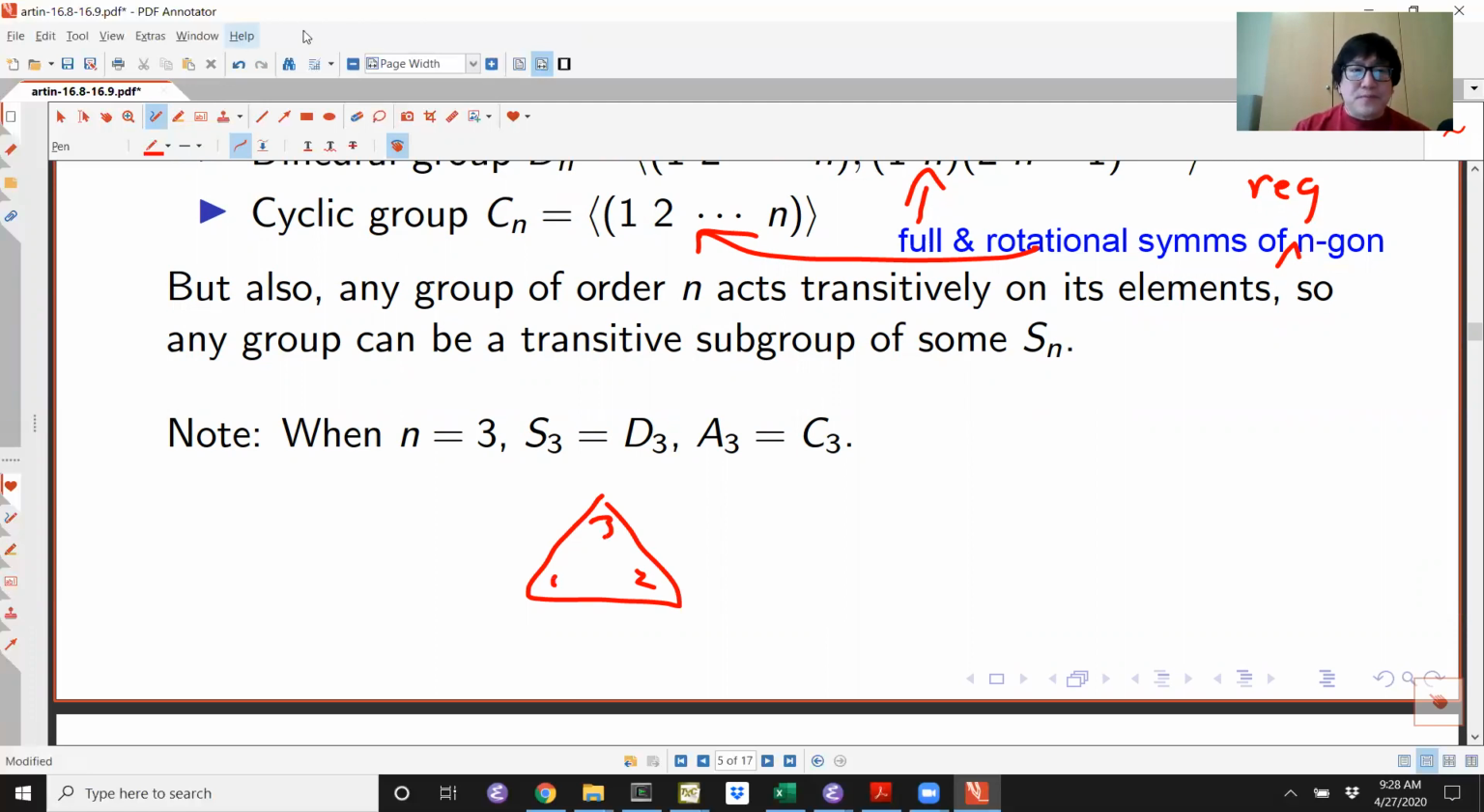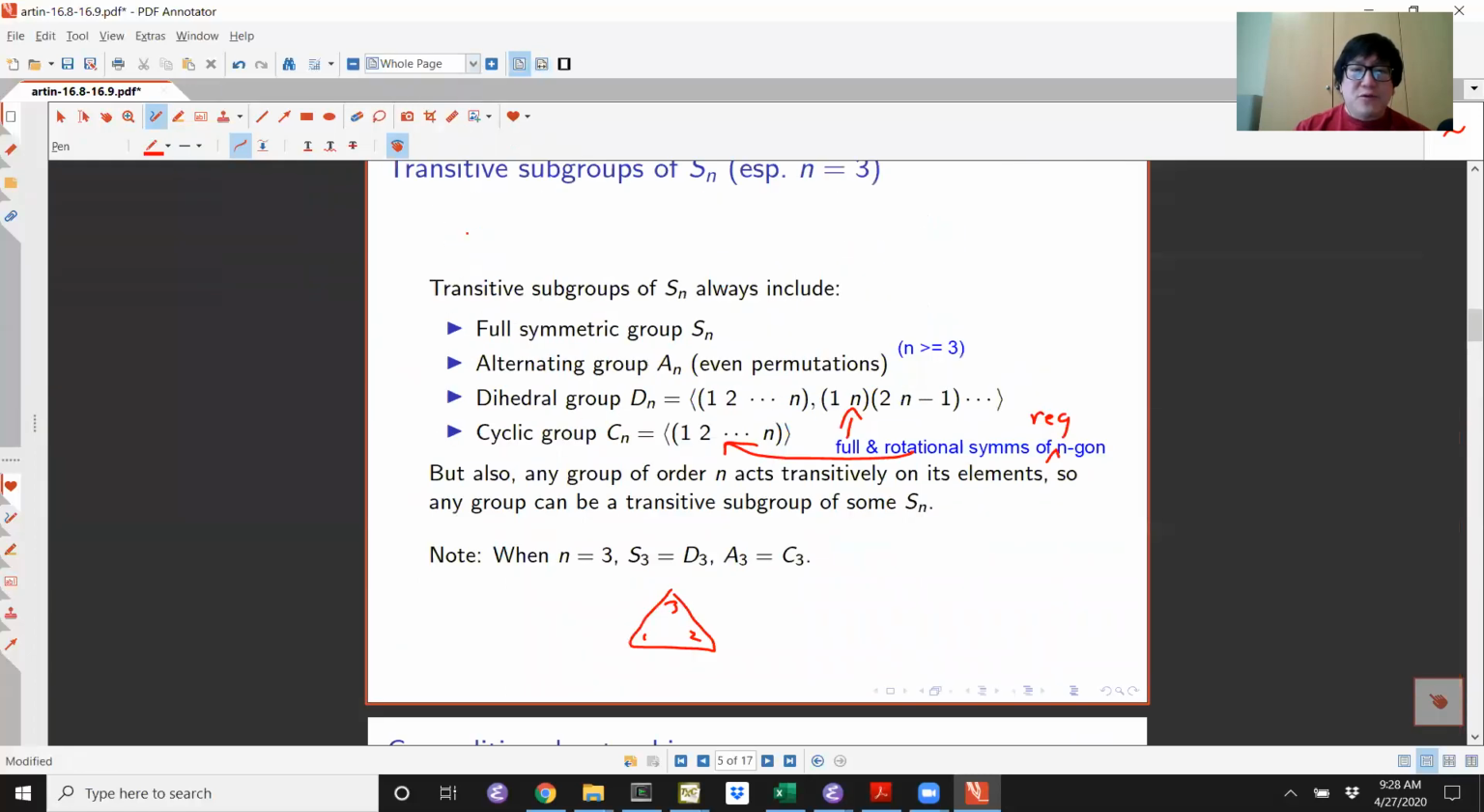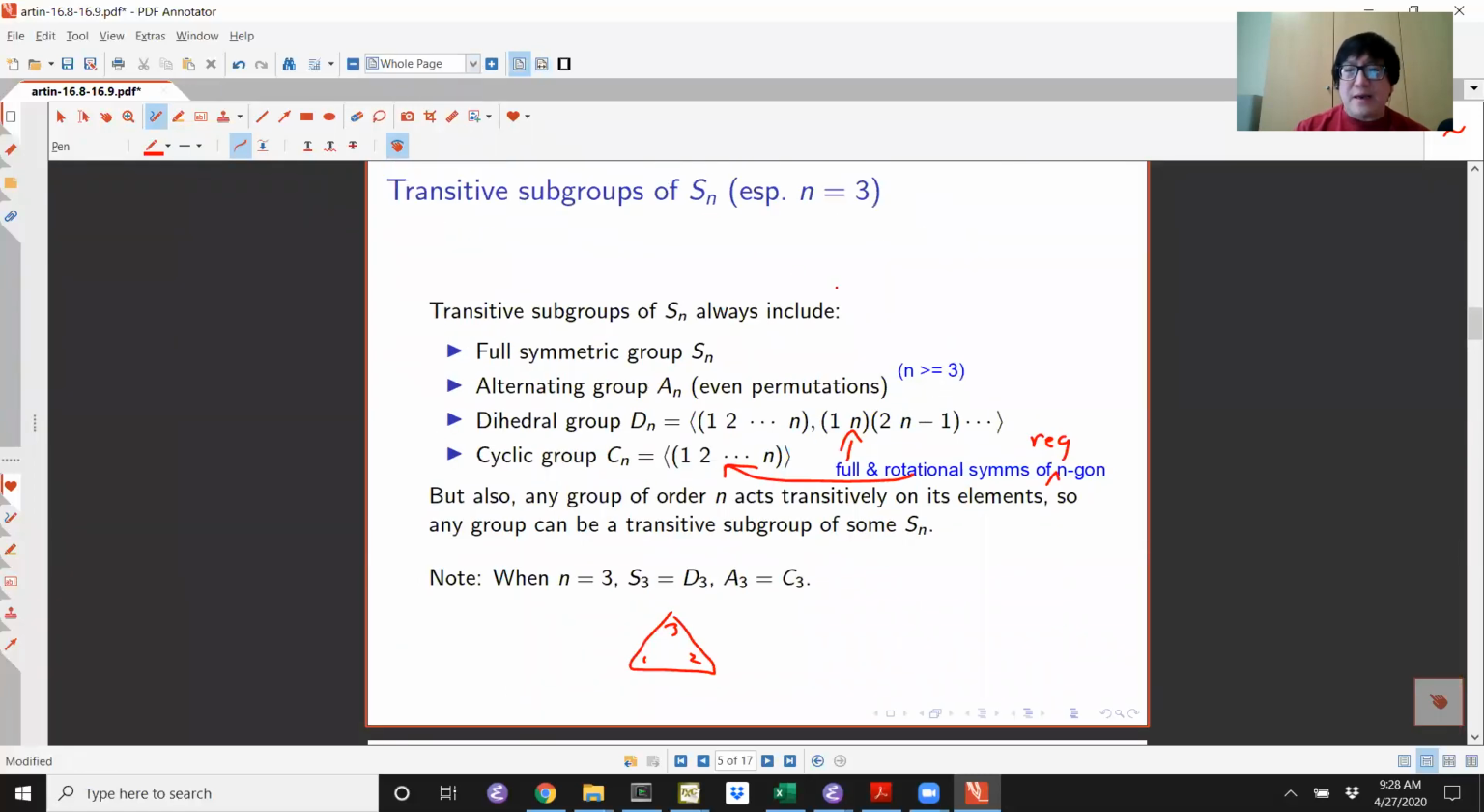Okay, so is everybody good to move on from the list of some transitive subgroups of Sn, and all transitive subgroups of S3? So good.